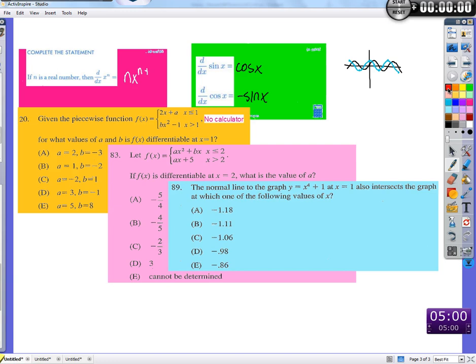Any thoughts? I know this is going on, right? I know this has to happen. I know this about the slopes, right? I know this about the functions. Is there anything that you feel like is moving us forward?